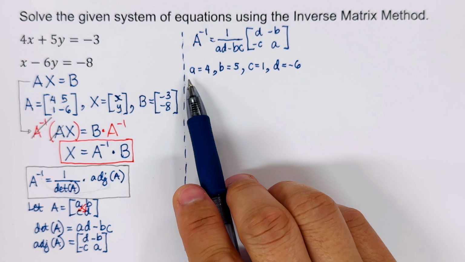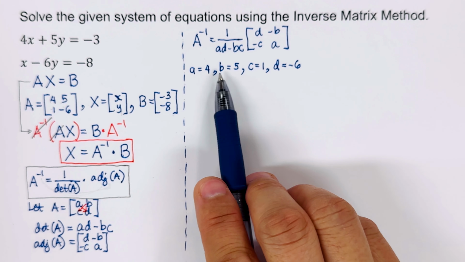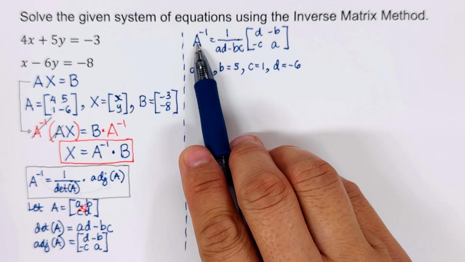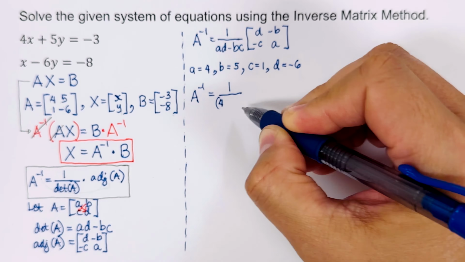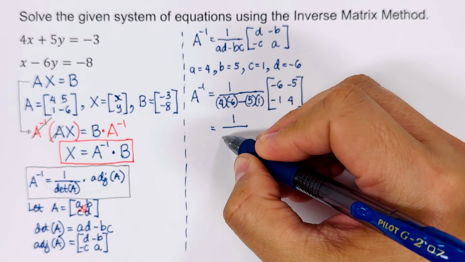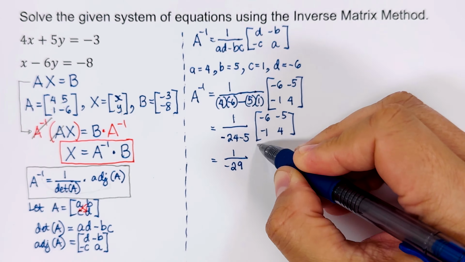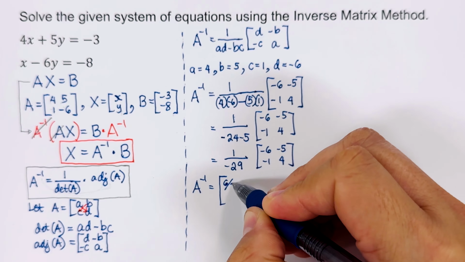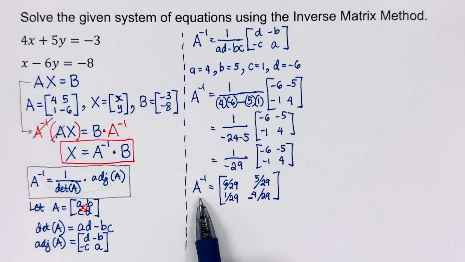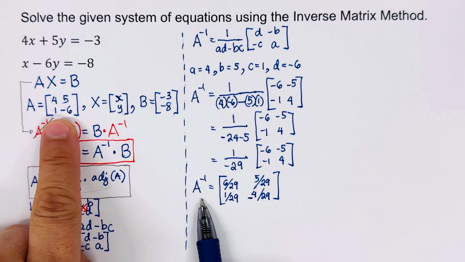What we do next is plug these values of a, b, c, and d into this equation to solve for the inverse. So this is the inverse of matrix A.